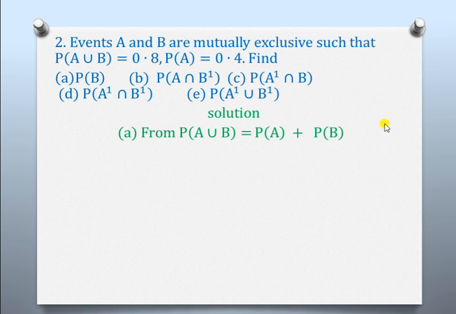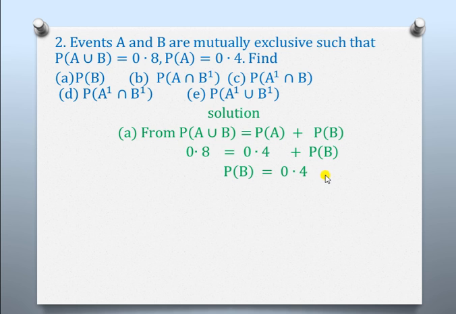For part A, we are saying from the probability of A union B equals the probability of A plus the probability of B, which we quoted clearly is only true for mutually exclusive events, we simply substitute the probability of the union and the probability of A, and we shall be able to get the probability of B by subtracting this from this.